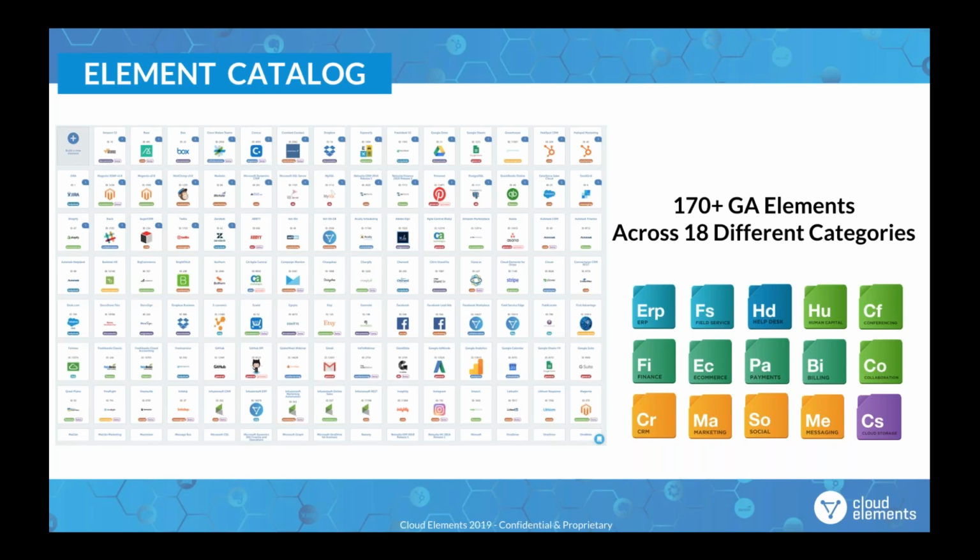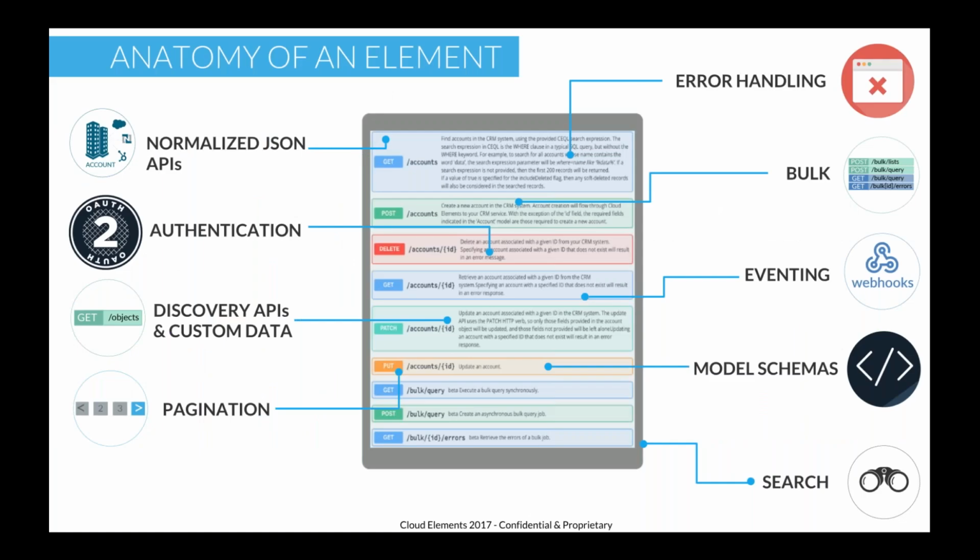The elements are also categorized, so you can begin to look at things like ERPs and human capital and billing and others. And I thought it might be good to go through a bit of an anatomy of an element. For those of you that haven't used elements, you can see what's in them. For those of you that have used elements in your integrations already, this may be educational to see what else is in there that maybe you could use going forward.